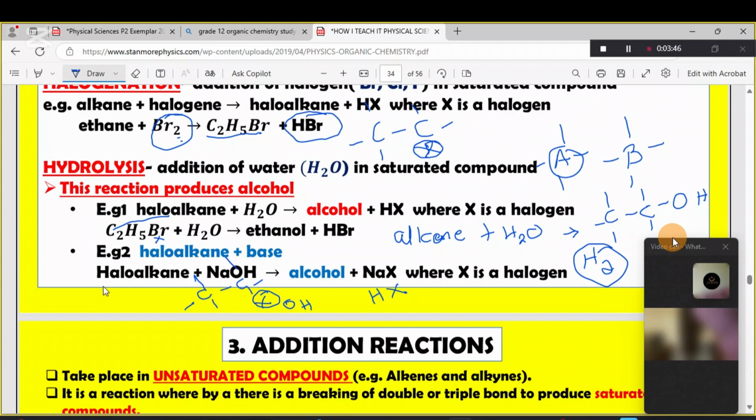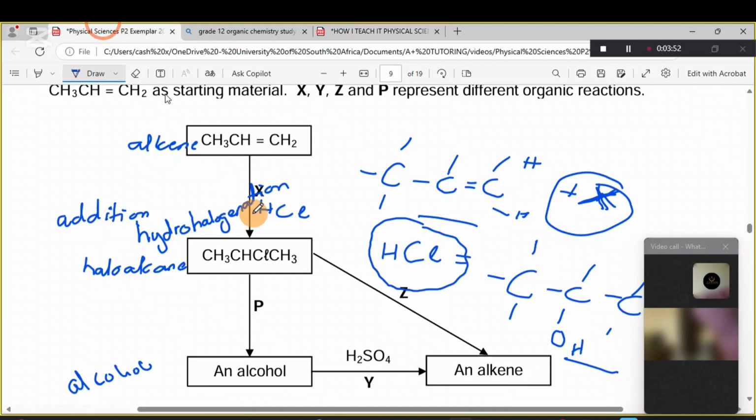That makes sense. You get it? Okay, so that's what happened in this question, whereby we went to an alcohol, meaning we had to add what? Water.